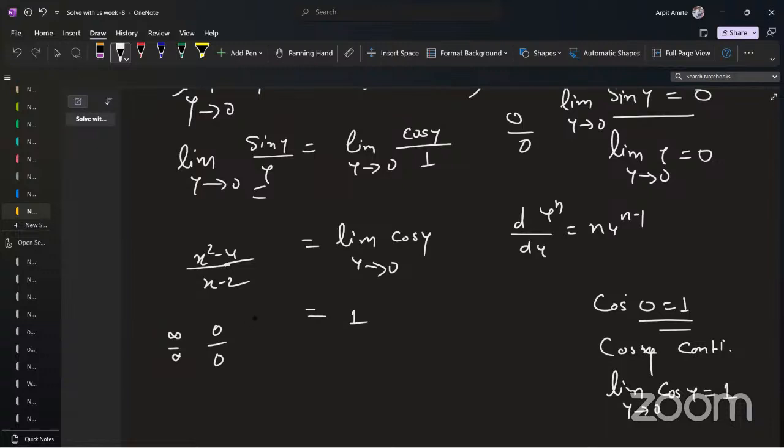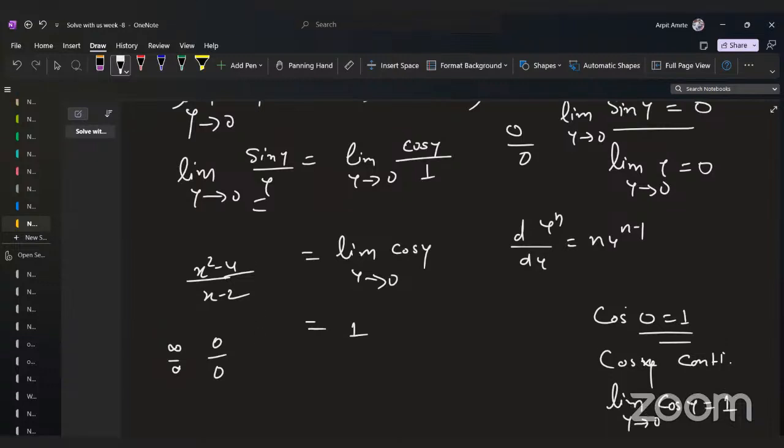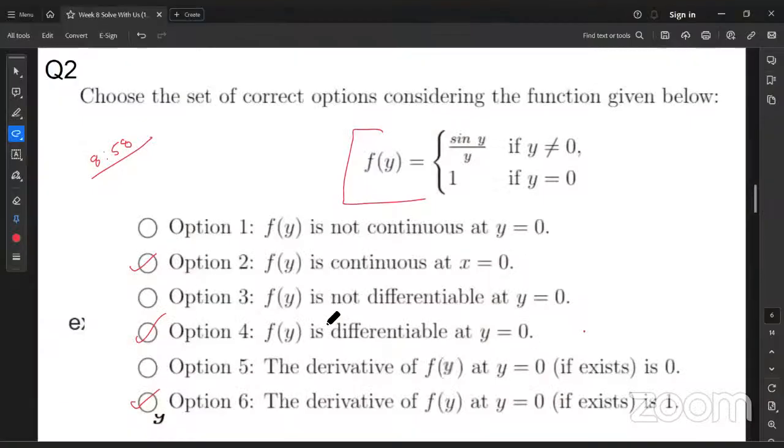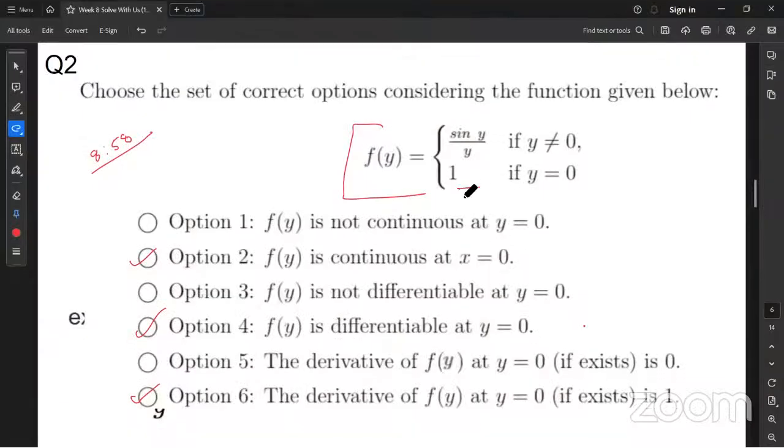So it will be 1. So this function is continuous because at 0 it is 1. So this option 2 is correct, right? It means that option 1 is incorrect. If option 2 is correct, option 1 is incorrect. In a multiple choice question, this will be negligible.